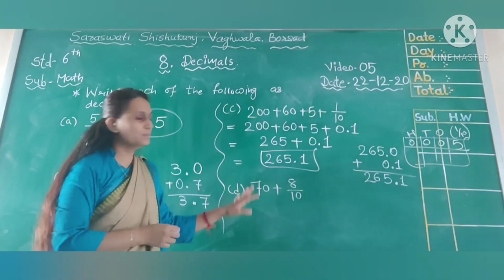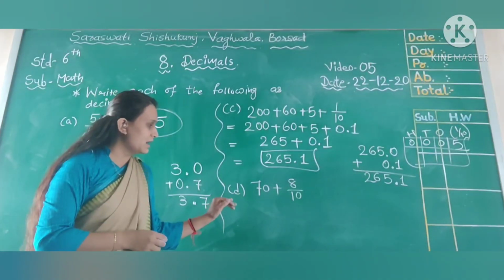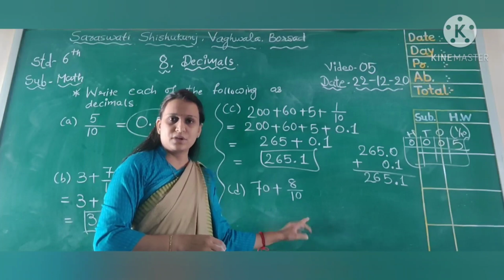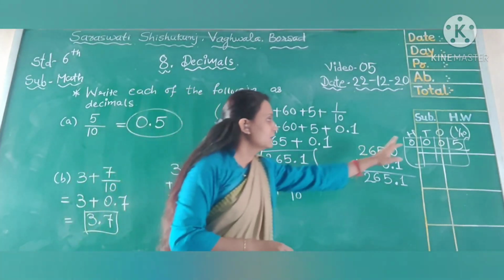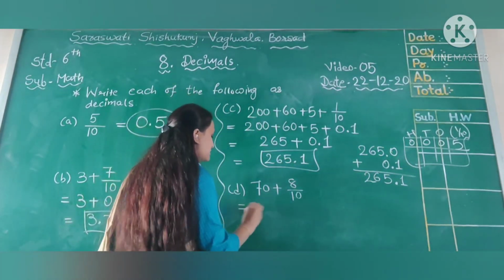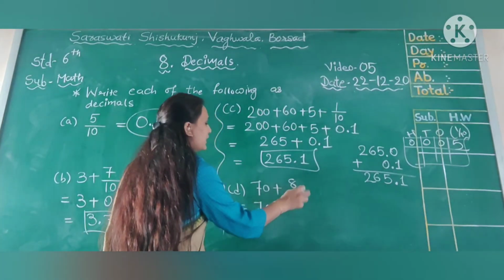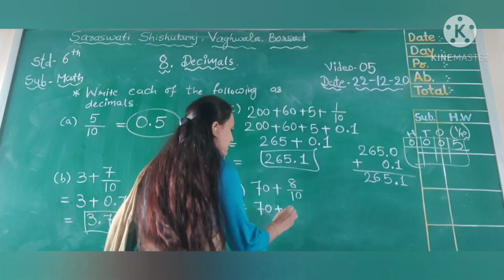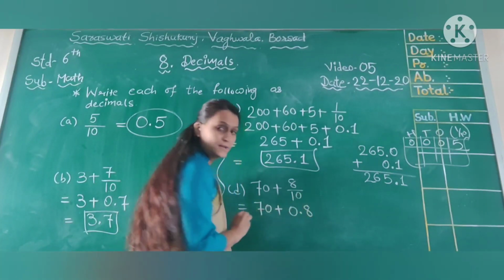So this way you can simplify the decimal number. Now in the fourth number we have given 70 plus 8 upon 10. So 70 is at the tens place, so 70 will be as it is. Instead of 8 upon 10, 8 is at the tenths place, so 8 upon 10 can be written as 0.8.